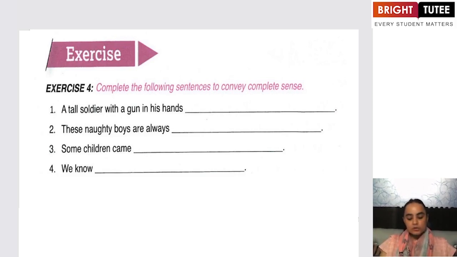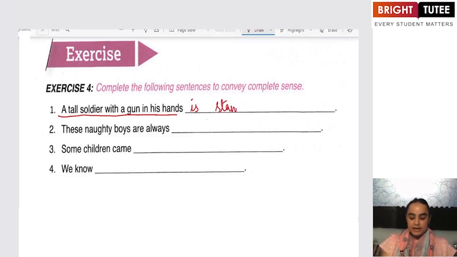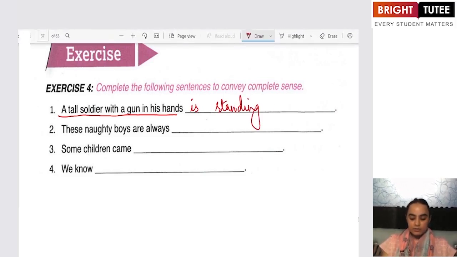A tall soldier with a gun in his hands. This is what? This is my subject. Because who am I talking about in the sentence? A tall soldier with a gun in his hands. So I know I have to write the predicate. Predicate should have a verb. So a tall soldier with a gun in his hands is standing there. It has the verb is standing.